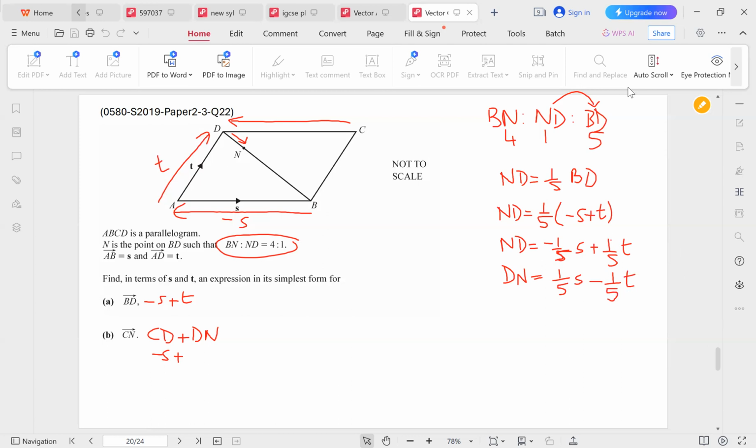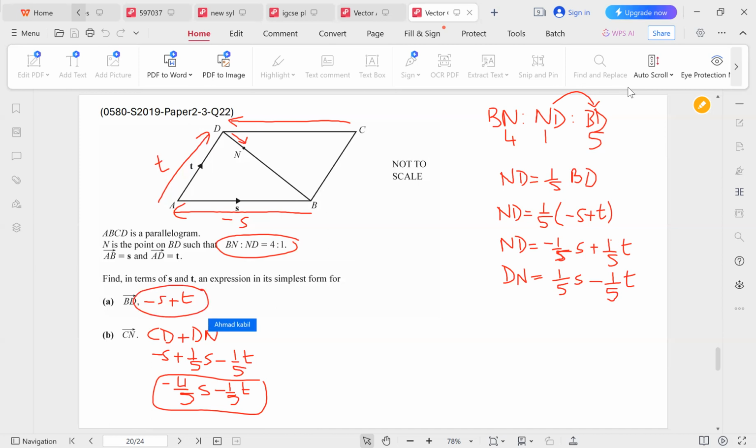So let's plug it into the equation. Negative S plus 1 over 5 S minus 1 over 5 T, and you would get negative 4 over 5 S minus 1 over 5 T. And that would be your final answer for question B.